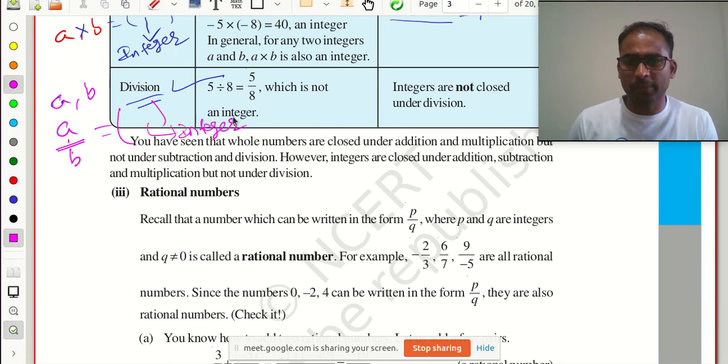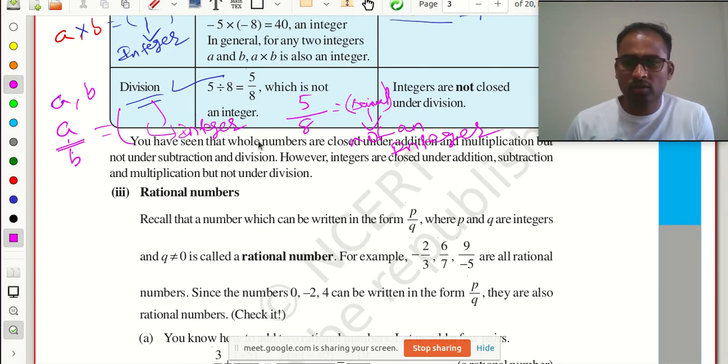But here what is happening? 5 is an integer and 8 is another integer. Now I am making division of these two integers, so I am getting the output as some decimal only. So this decimal is not an integer, no? So we can say these integers are not closed under division.